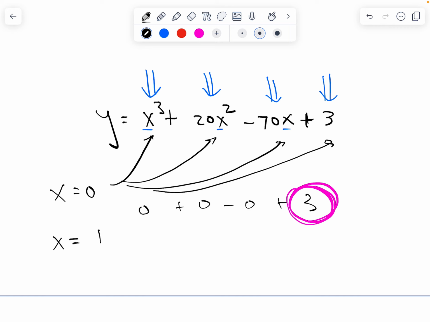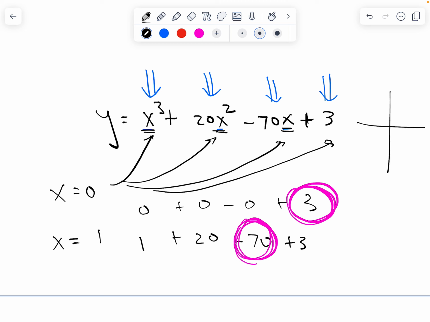Well, if we plug it into all these different terms, 1 cubed is going to be 1. 1 squared is 1 times 20 is 20. Negative 70 plus 3. Well, now this guy has the most power. In other words, the graph is going to be really negative because of that term. So it's going to be really low and negative because that term is going to have the most influence at that point.